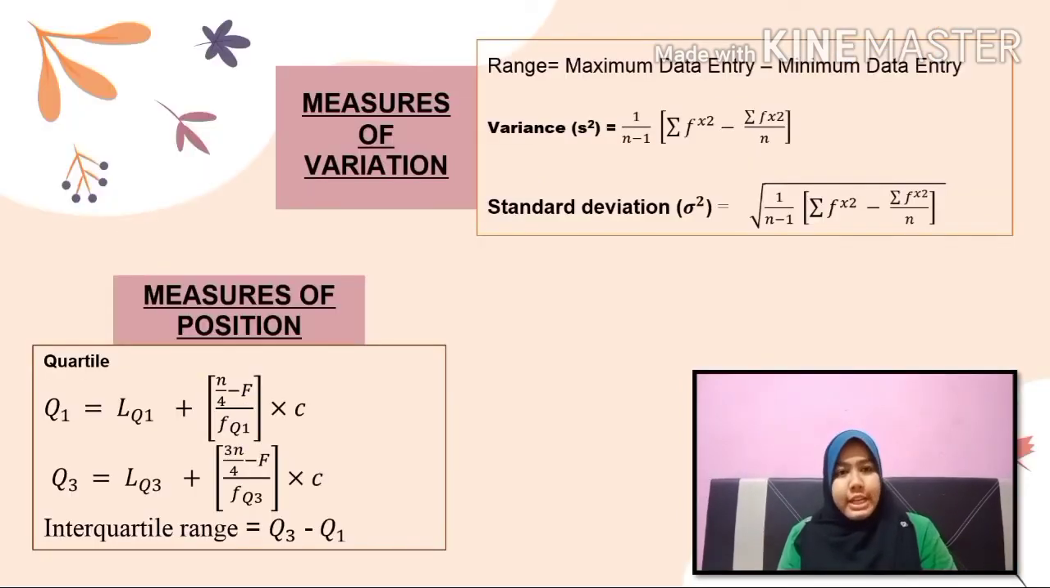Measures of variance have three. First, you need to find the range. Second, variance, and third, standard deviation. For the measure of position, you need quartile 1 and quartile 3 to find the quartile range, which is quartile 3 minus quartile 1.